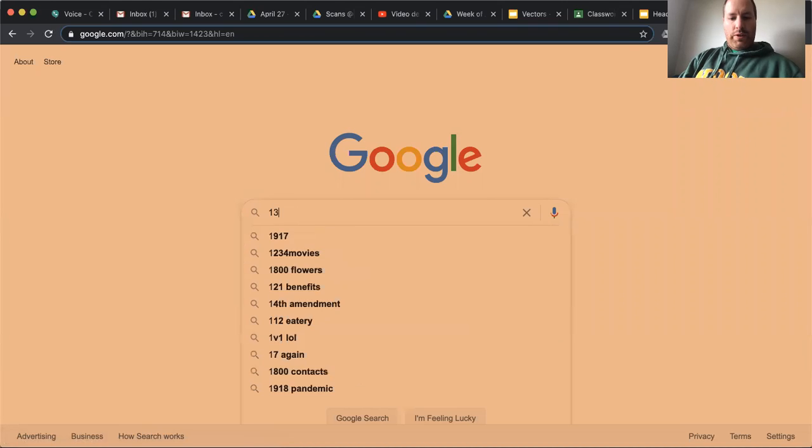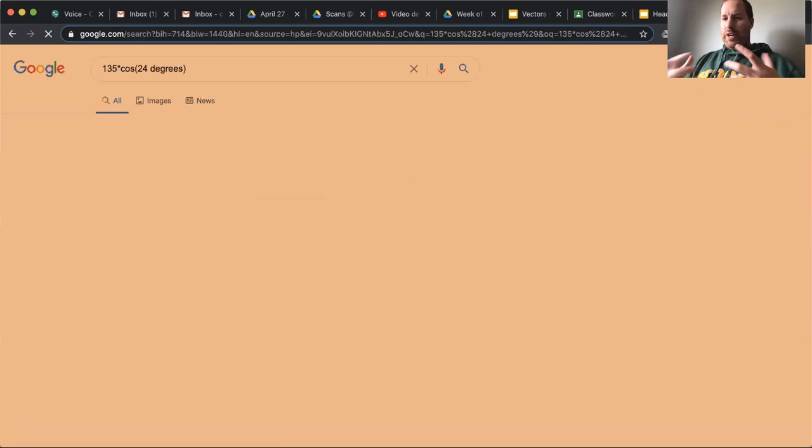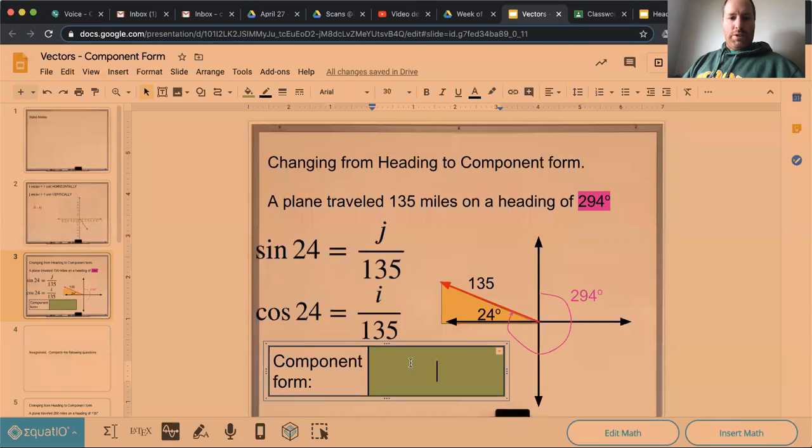Let's go 135 times the cosine of 24. And now, if you're using Google, it will automatically think you're using radians. So you do have to type in the word degrees if you want it to be in degree mode, if you're just using Google as a calculator. So that says it's 123, now let's go to 2 decimal places, 123.33. So if we go here, that would mean it's 123.33 I, because we're working with vectors, so I means that direction.